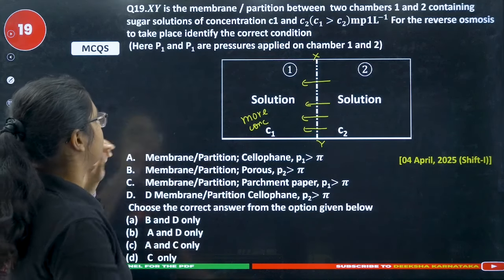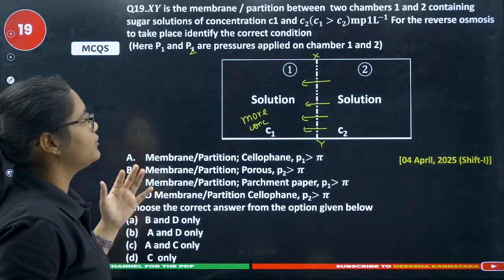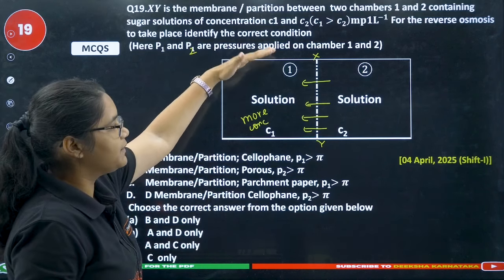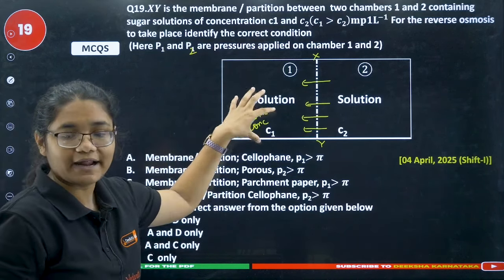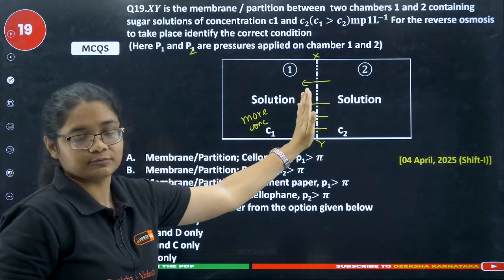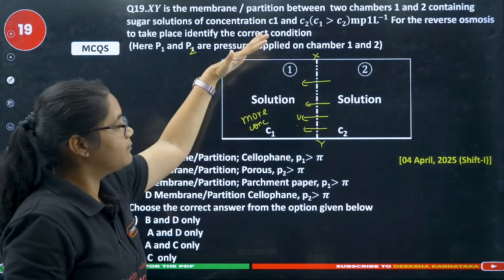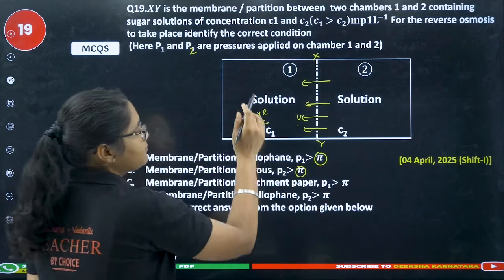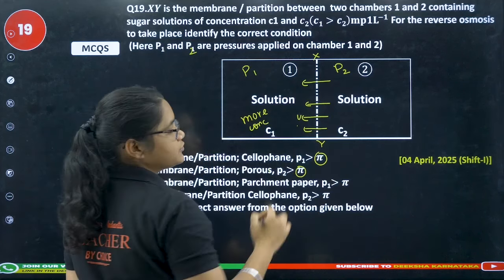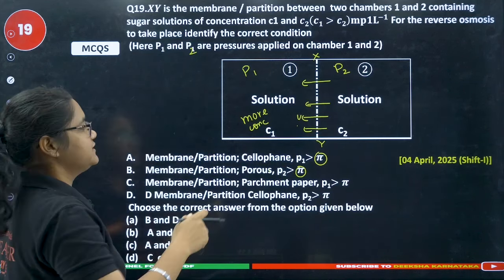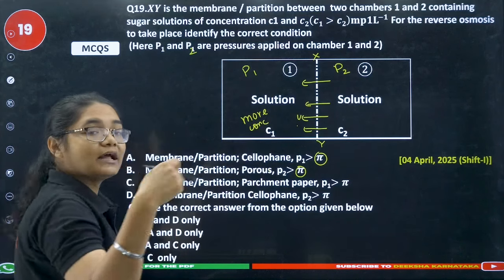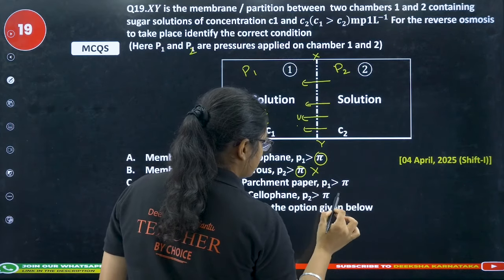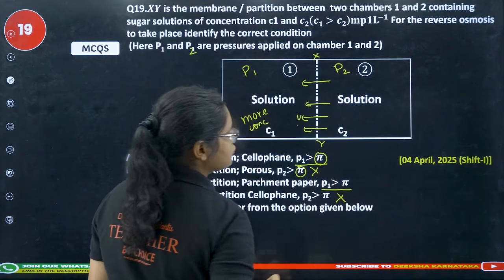P1 and P2 are the pressures applied on chamber 1 and chamber 2. So reverse osmosis. The pressure that is applied on this side just to stop the osmosis is called the osmotic pressure. But if I apply more pressure, then what will happen? So this pi is your osmotic pressure. If P1 is the pressure on this side, P2 is the pressure on this side. Now if I want to do reverse osmosis, I have to add pressure on this side, that too more than the osmotic pressure. So P1 should be greater than pi. P2 has no role here. P1 should be greater than pi.